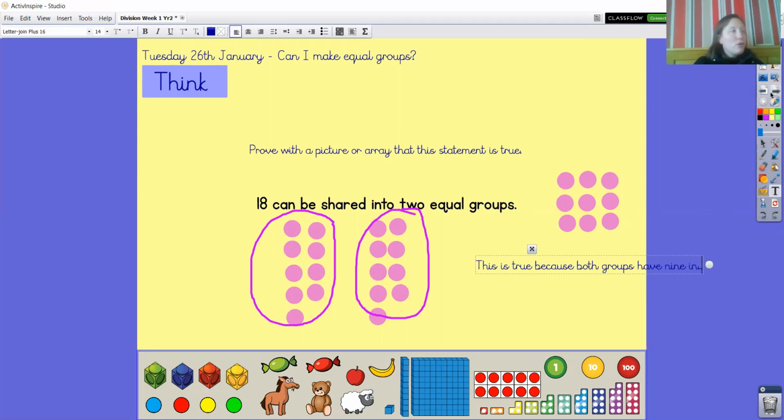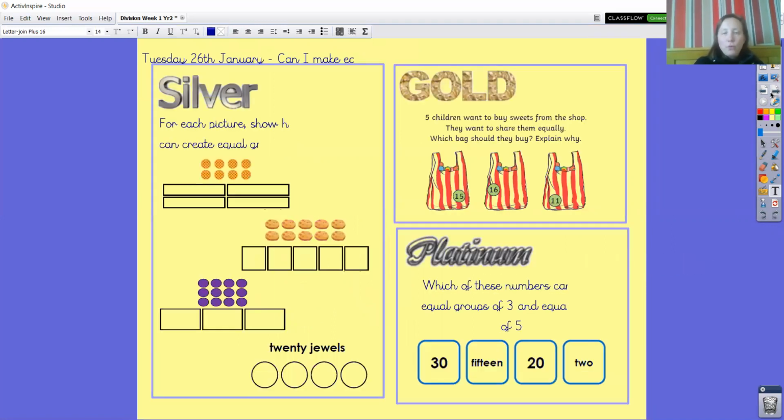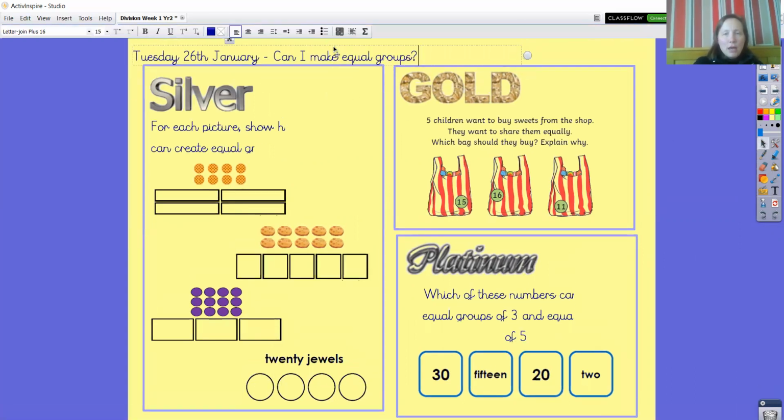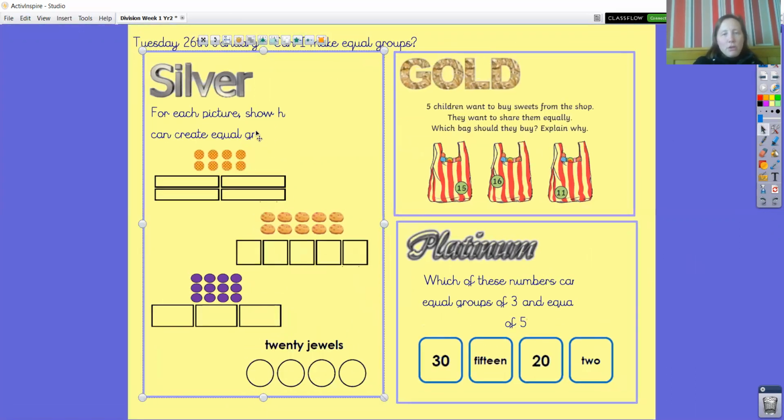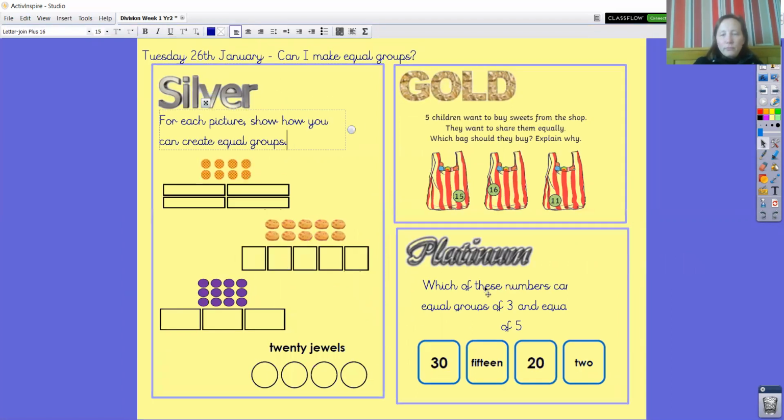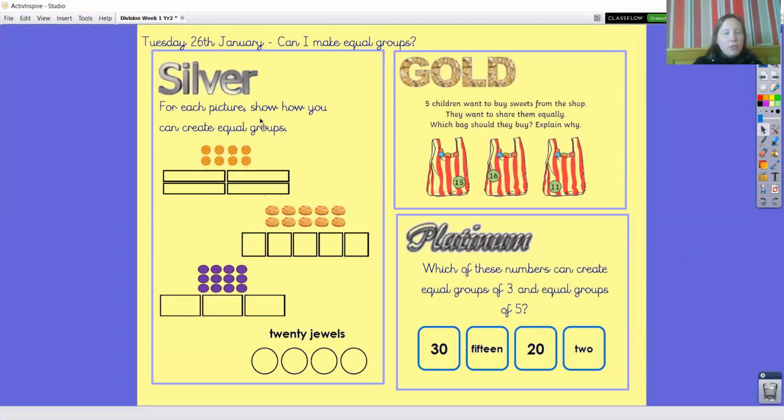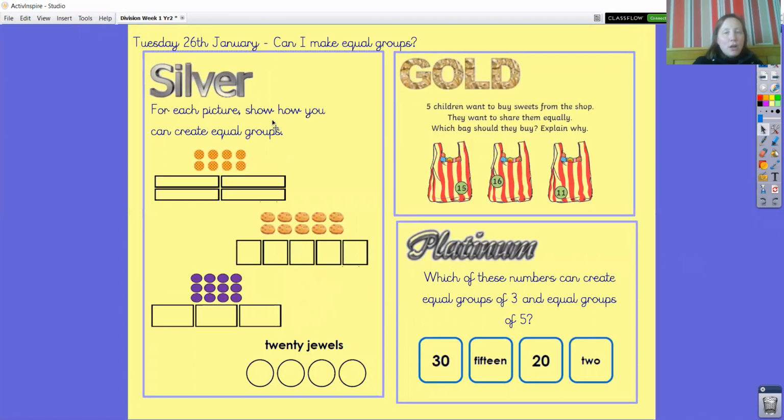Brilliant. So what are your activities going to be for today? So let's see, making sure you can see all the writing again. So you can see our first activity is for each picture, show how you can create equal groups. So this picture, I would like into equal groups of 4. This picture, equal groups of 5. And this picture into equal groups of 3.